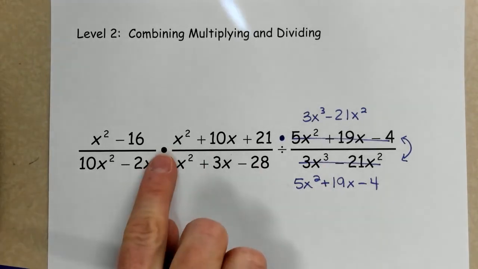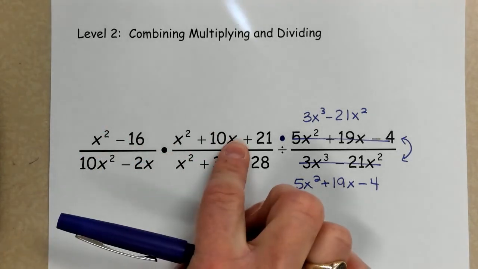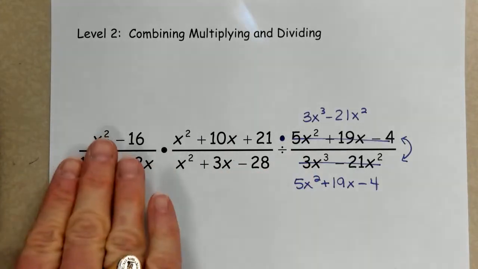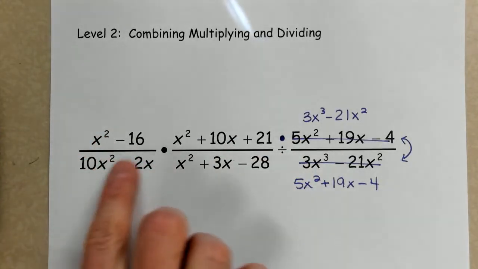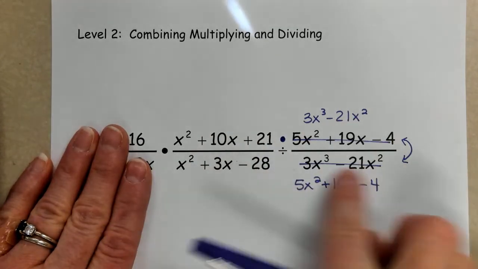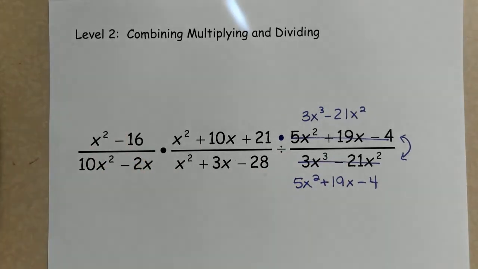If your division had been here, then we would have kept this one, changed this sign, and flipped this one over, and the third one would be unaffected. If the division sign is second, then the first fraction is totally unchanged, and then you keep, change, flip. So always flipping the one after the division sign, never before it.